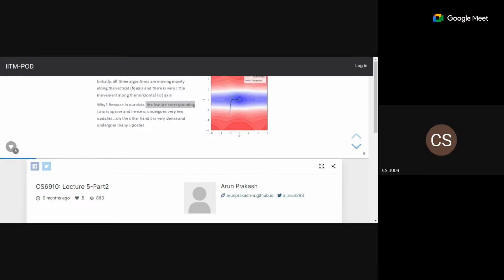It depends on the difference between the loss and the sigmoid function, all these. That is also the gradient of B, not the B itself.